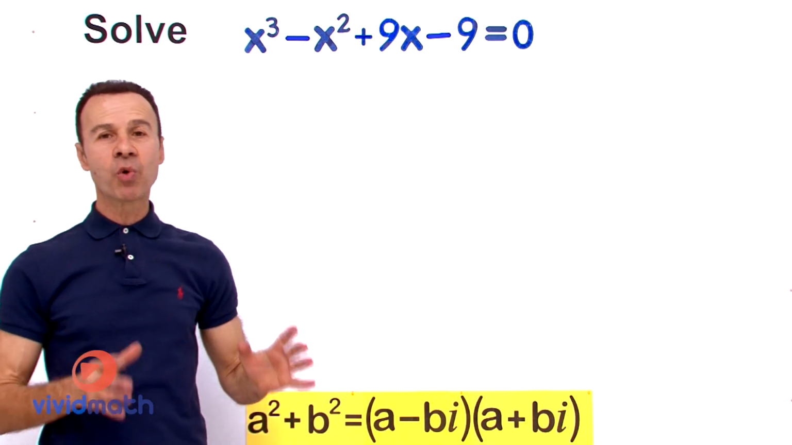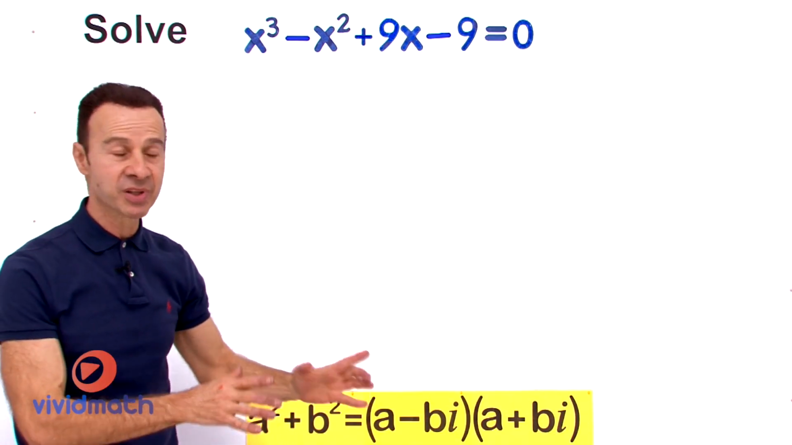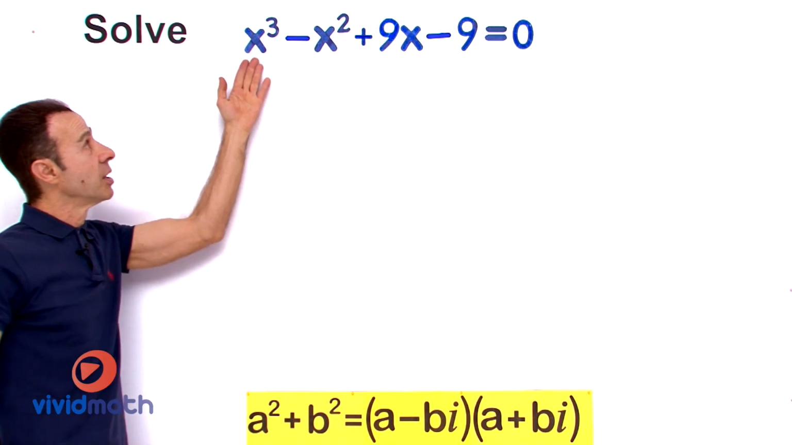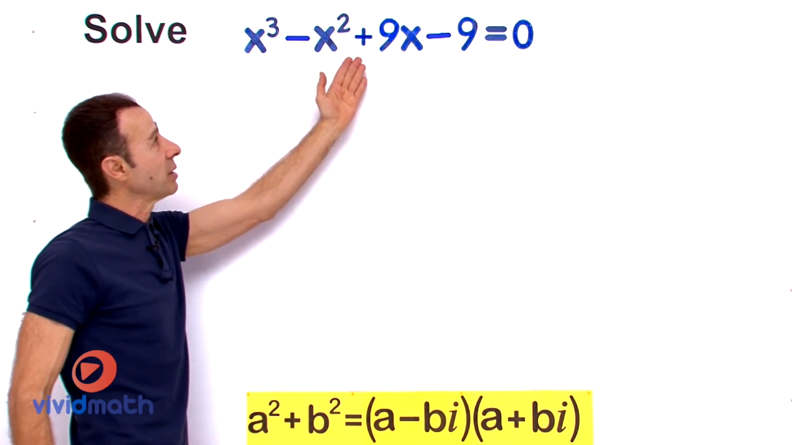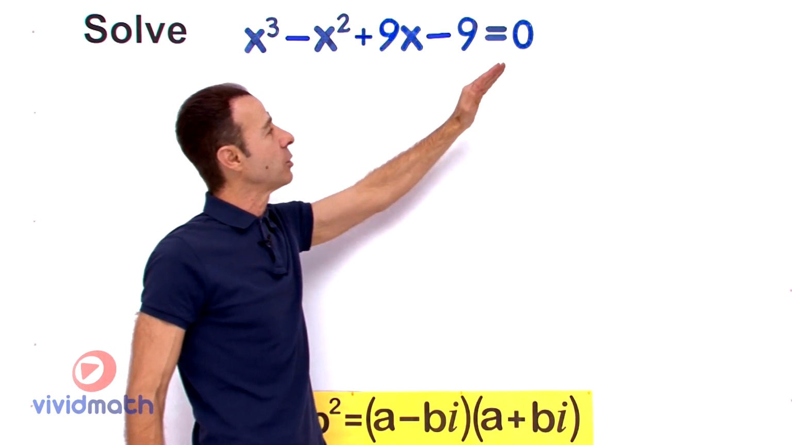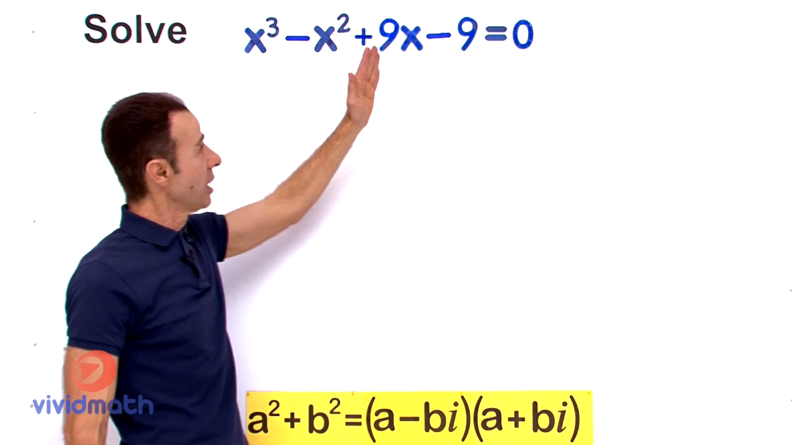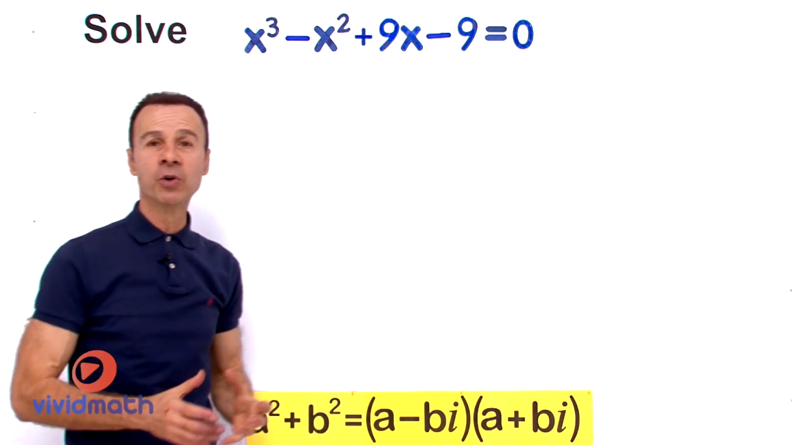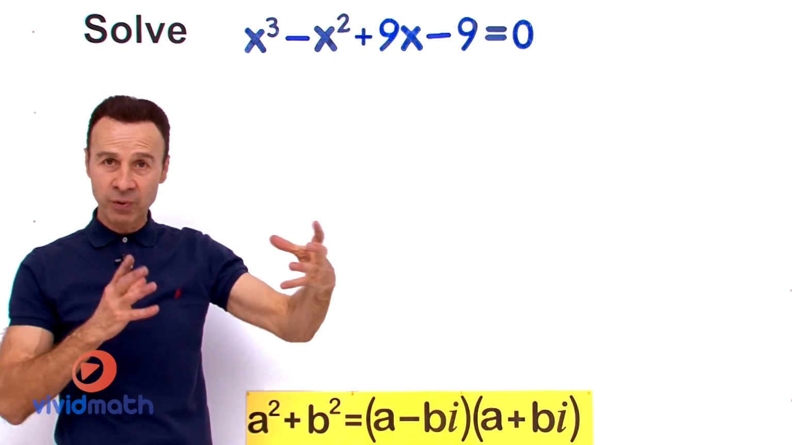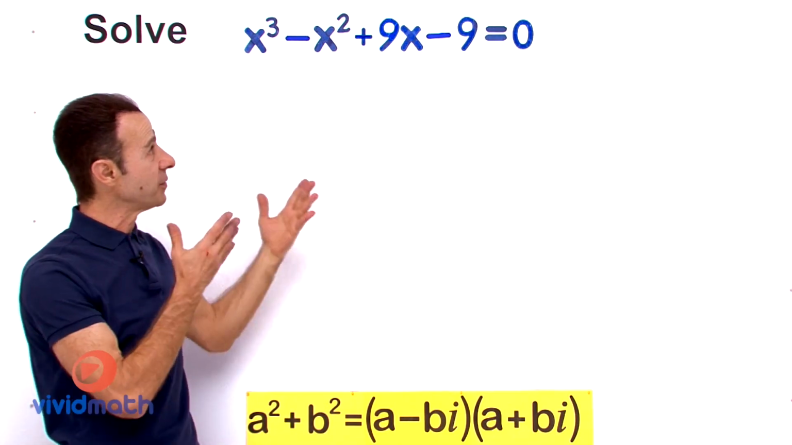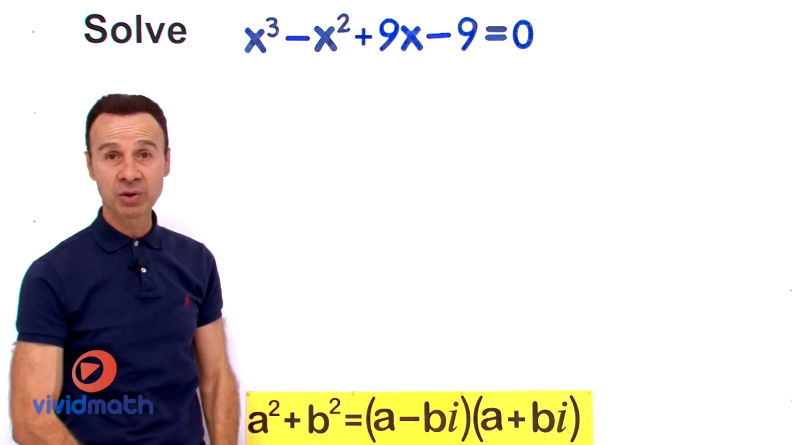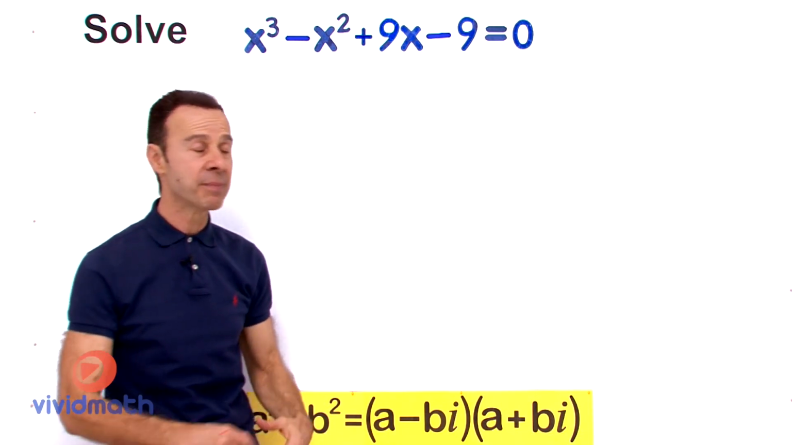Okay, we're solving equations with complex numbers. This is a very long equation. We have x to the power of 3 minus x squared plus 9x minus 9 equals 0. We have 1, 2, 3, 4 terms. We want to put it in a format where we can start to factorize it and find common factors so we can start to find a solution, whether it be real or imaginary.